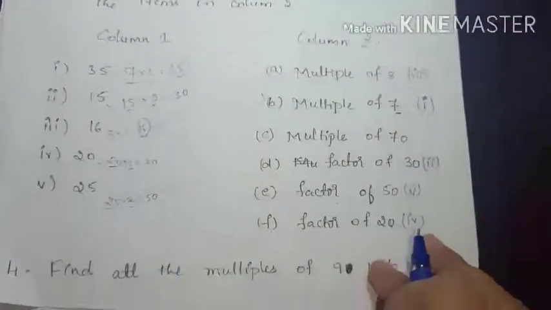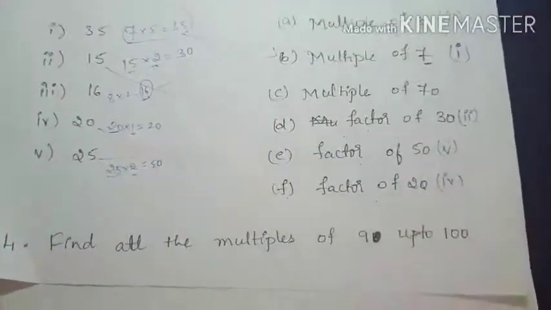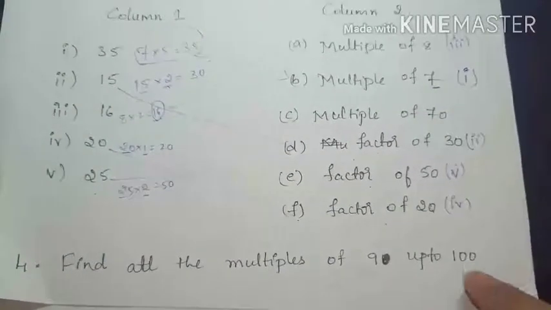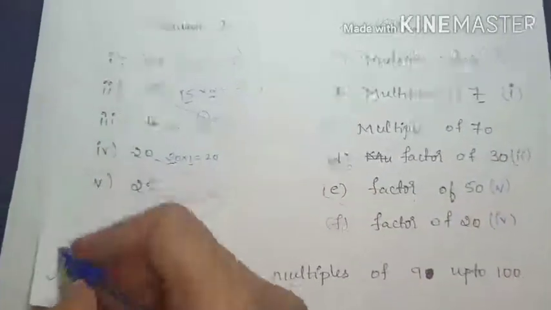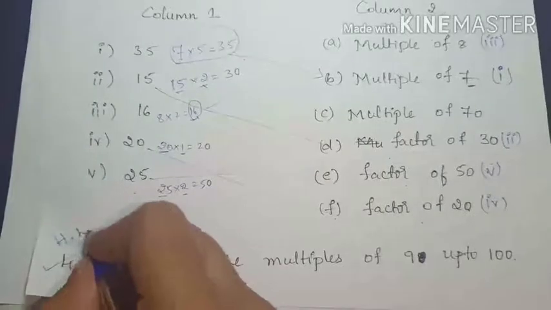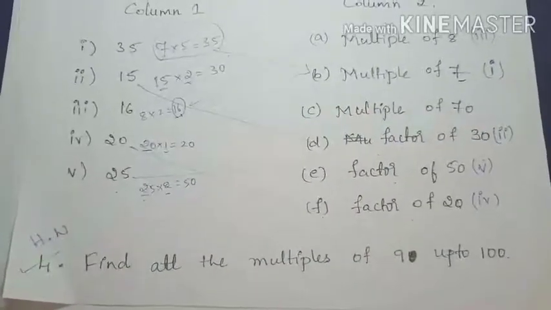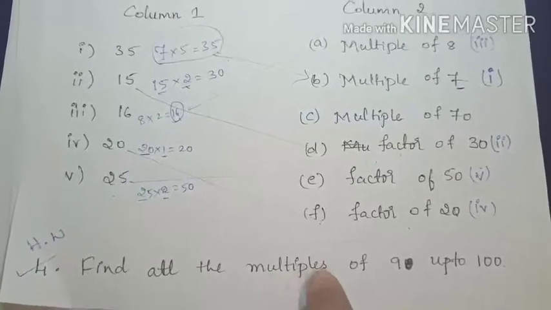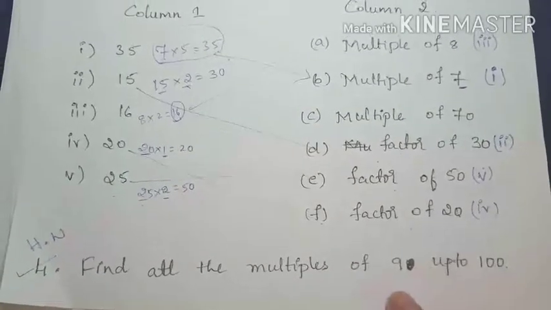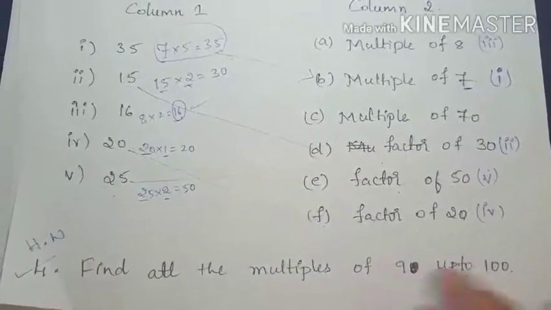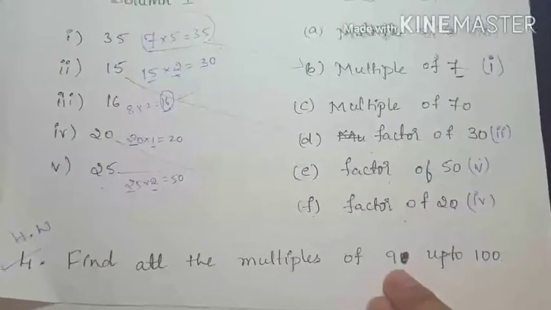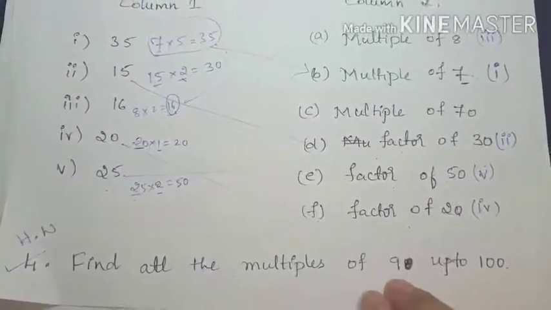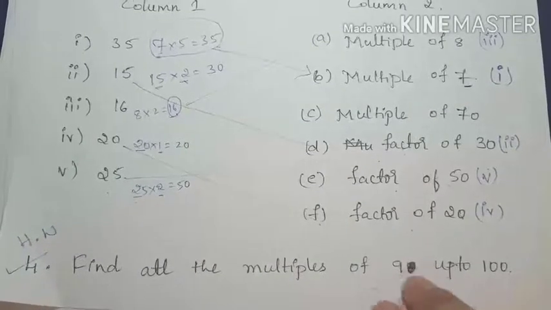Question number 4: find all the multiples of 9 up to 100. Take this one as your homework. I will give you a hint on how to write. When you are writing multiples, you just have to write the multiplication table of that number. Just write down the table of 9. That is the solution for the 4th question.